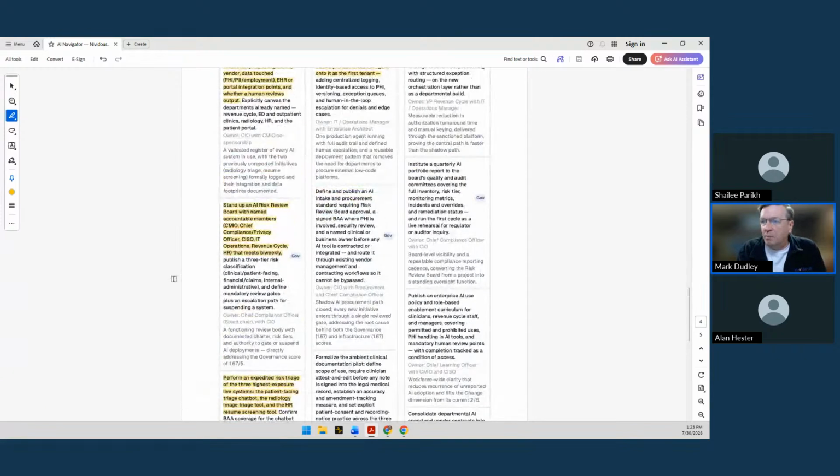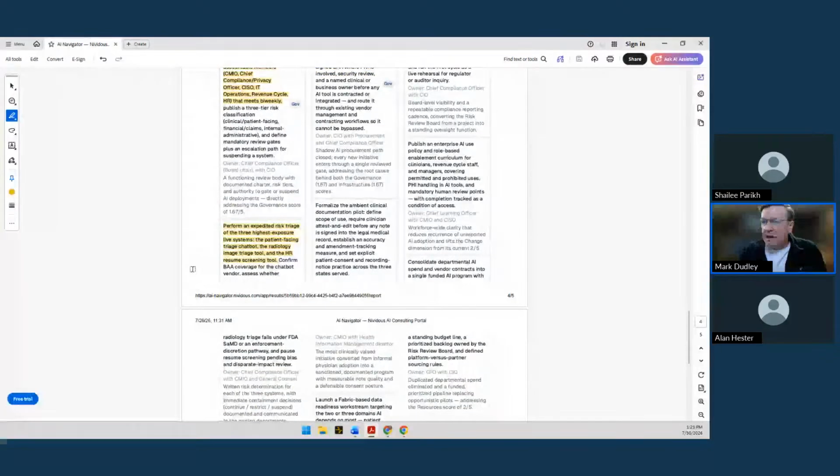And then again, it recommends, okay, let's have a risk review board with some accountable members, whether it's a CISO or IT operations, or maybe somebody in revenue cycle or HR. Because these initiatives are wide sweeping in nature and they bridge different departments, let's get these different departments involved in this risk review board so that we can make sure that we're managing that.